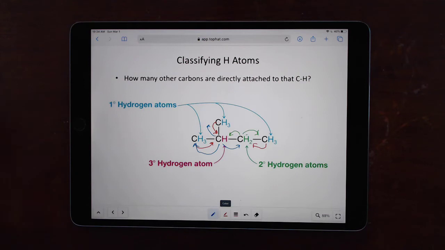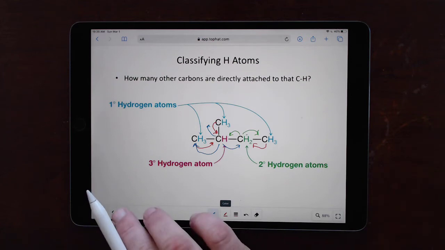So it's no different than for alcohols or halides. Look at the carbon, how many other carbons are directly attached to it. That's going to say if it's a primary, secondary, or tertiary. The hydrogen, again, is going to be an issue of reactivity in later reactions.